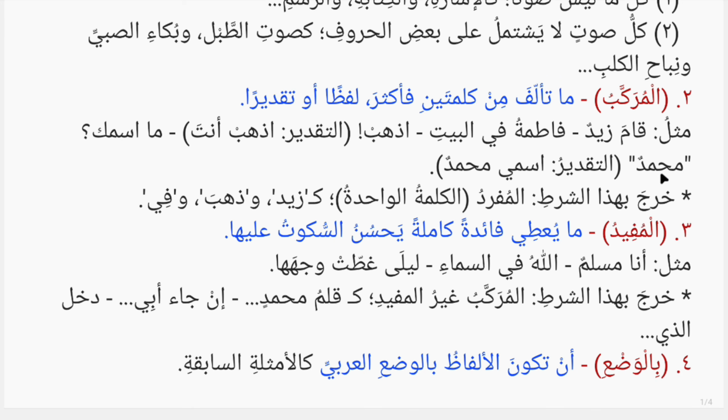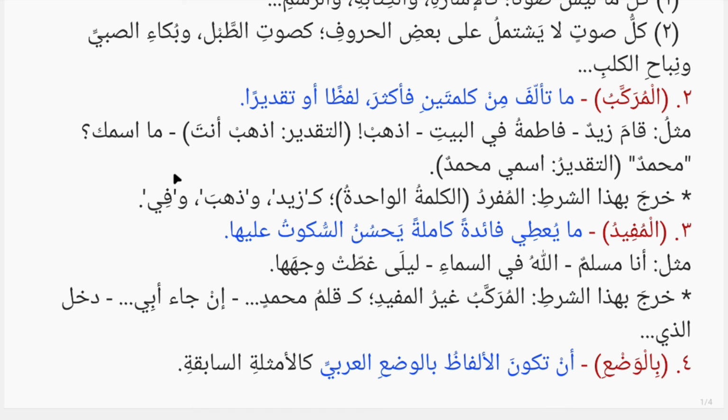That's one word. But that one word is murakkab. How is it composed? How is it murakkab? How is it made up of more than one word? Because the second is understood. It's as though you're saying at-taqdeer, ismi Muhammad. Ismi is implied, it's understood.